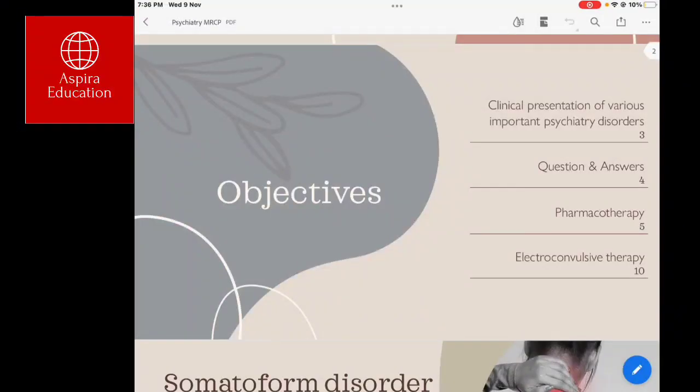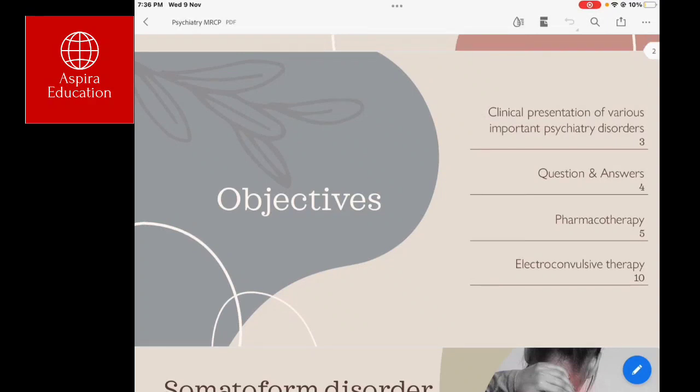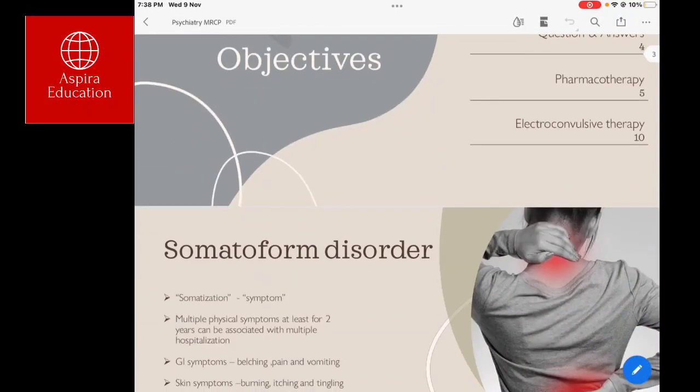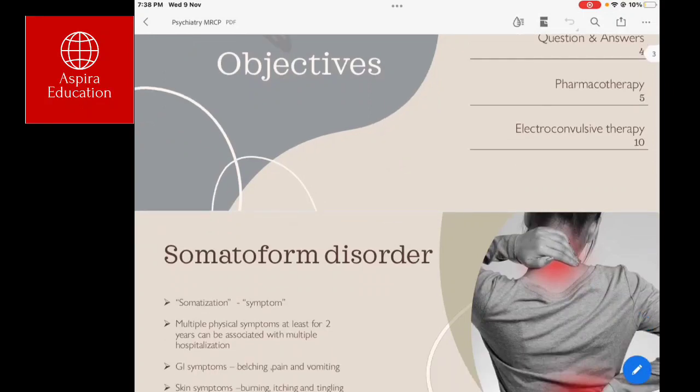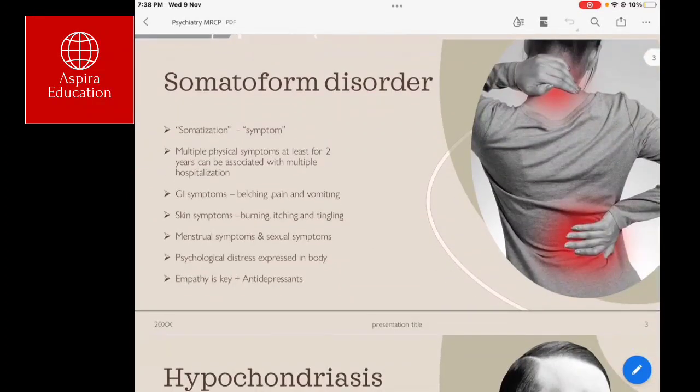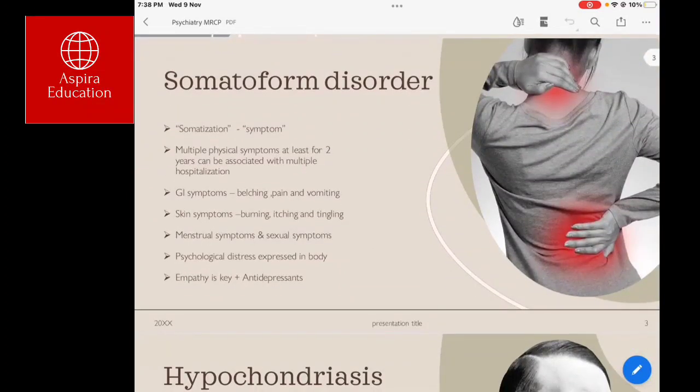So our main objectives will be learning the clinical presentation of various psychiatric disorders, and then we'll do some pharmacology and electroconvulsive therapy, and question and answers will be in between the case scenarios itself, after we learn a topic. So yeah, we shall start with the somatoform disorder.